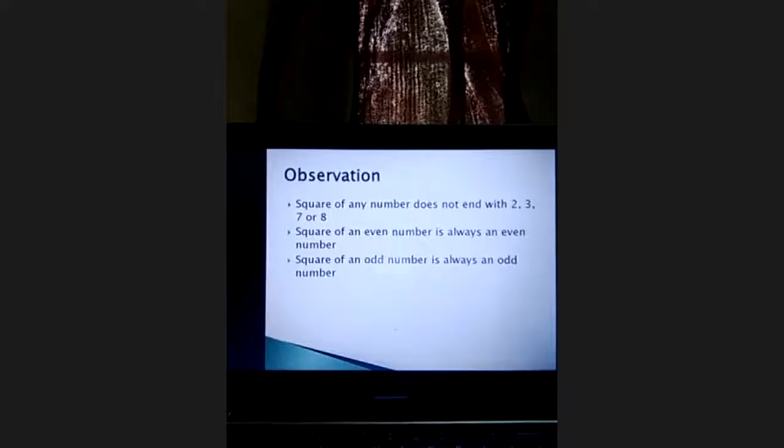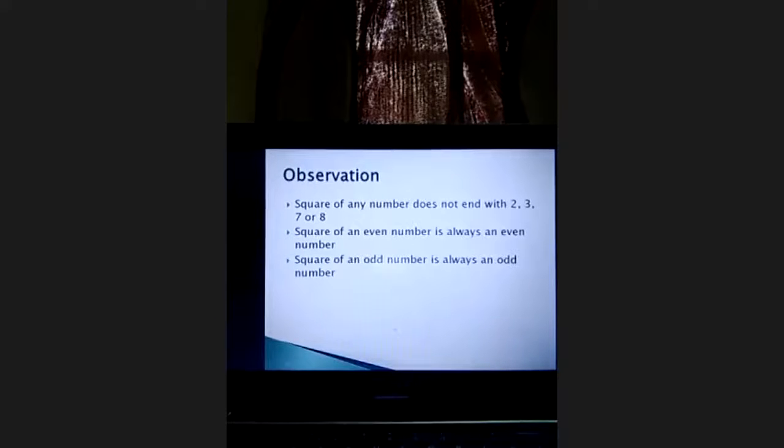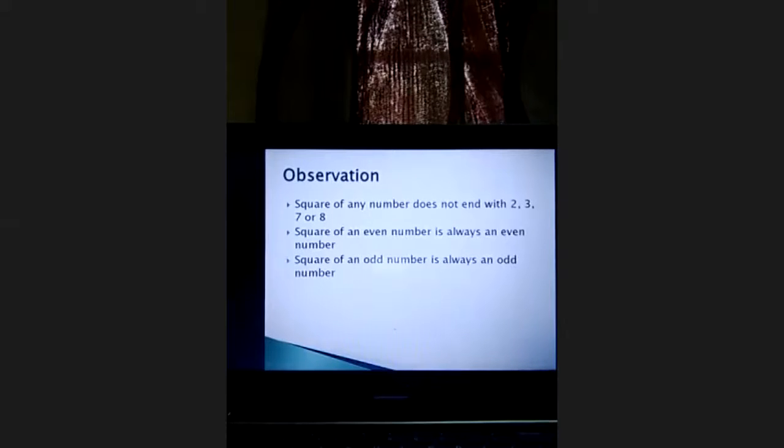If I say 1002, is it a perfect square? Without calculation, can you tell me, is it a perfect square or not? Kindly give me the answer. No, ma'am. It's not a perfect square because it is ending with 2. Now kindly give me a few more examples where without calculation we can say that this number is not a perfect square.